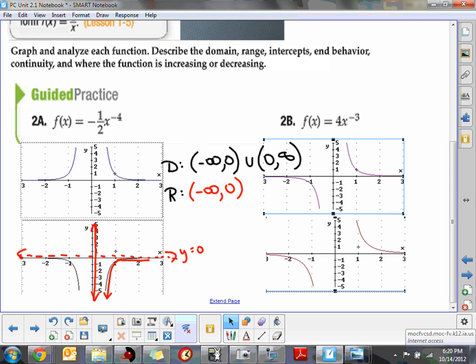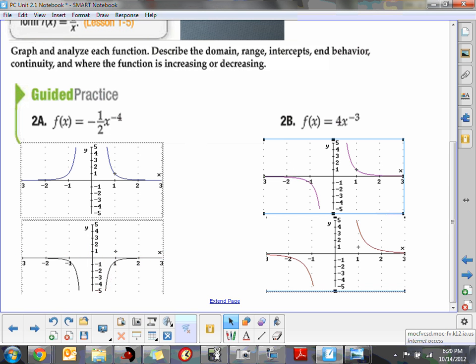The intercepts. If we look at the intercepts on our graph, there are no places where our graph can touch either the x or the y-axis, because that's where we have our vertical and horizontal asymptotes. So in this one, there are no intercepts.